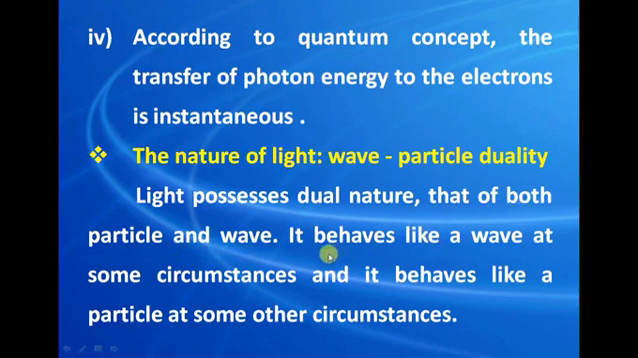It behaves like a wave in some circumstances and like a particle in other circumstances. In other words, light behaves as a wave during propagation. Light behaves like a particle during interaction with matter. Here the wave nature and the quantum nature complement each other.